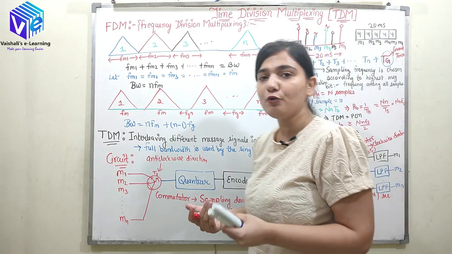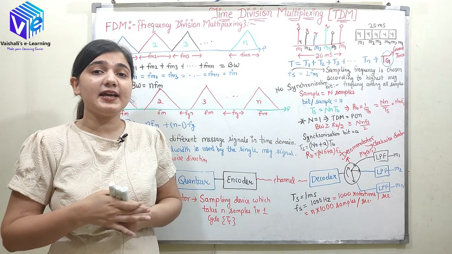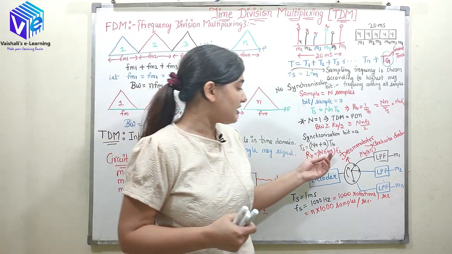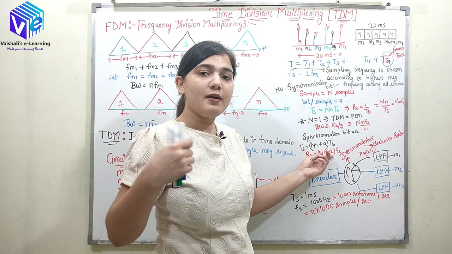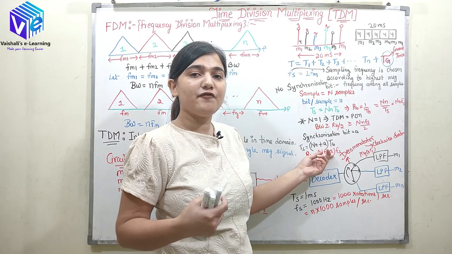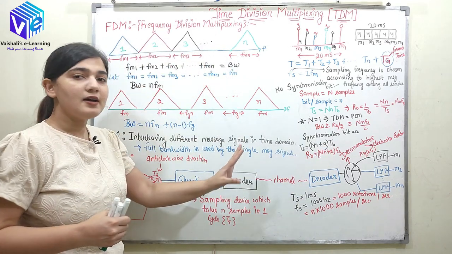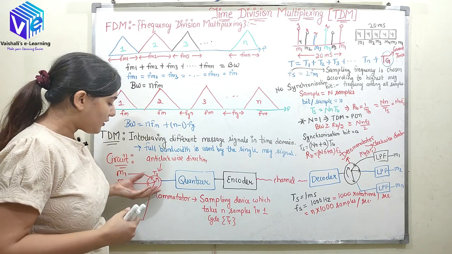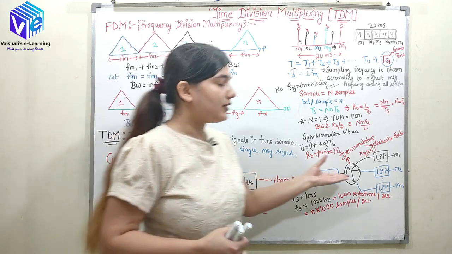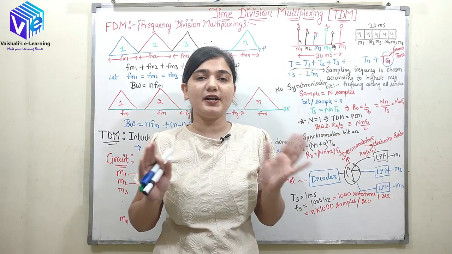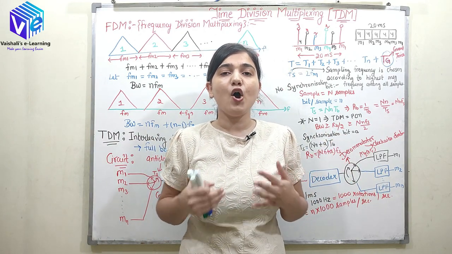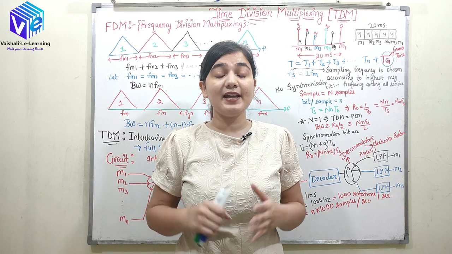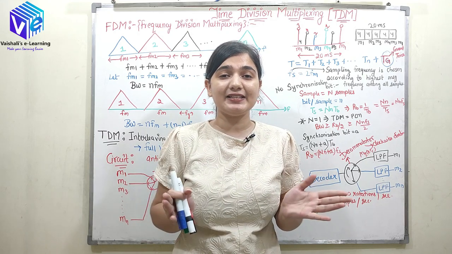So now I hope you understood. Here we need an additional circuitry, additional information. So A is additional information which is making the circuit complex. So it is required to synchronize the commutator with the decommutator. So I hope you understood the basic principle of time division multiplexing. So I hope everything is now clear.